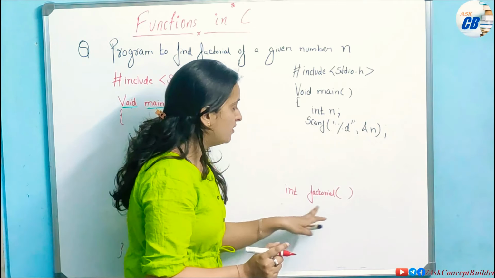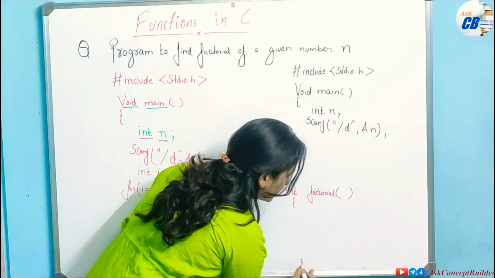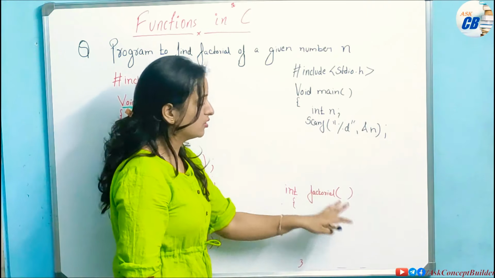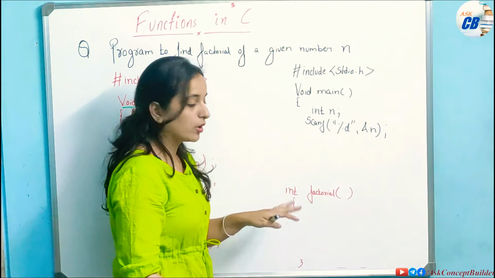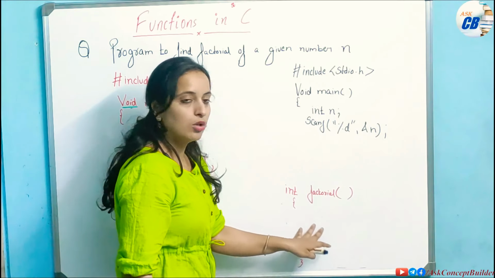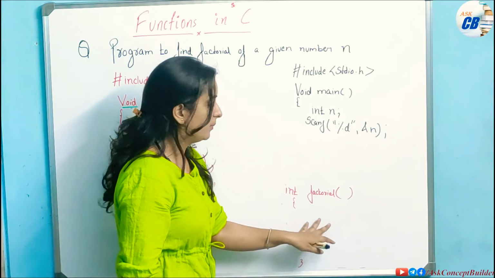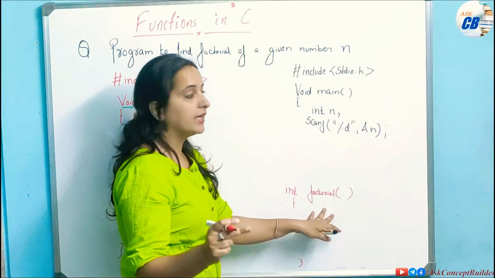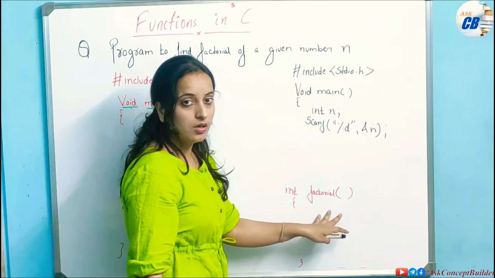So my function is int factorial, and again it starts from the opening curly brace and ends with the closing curly bracket, like any function. This is also a function like main. This is the name of your function, this is the data type. This is called the definition of your function. All the statements inside these two brackets will be executed for your factorial function.